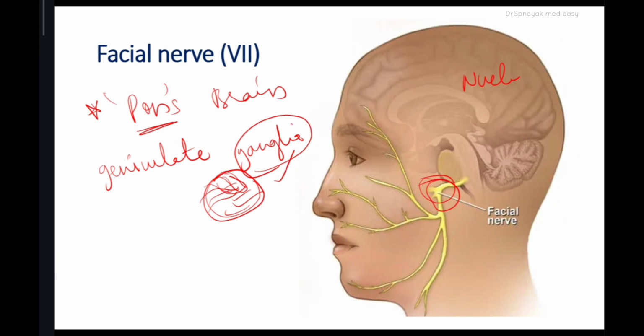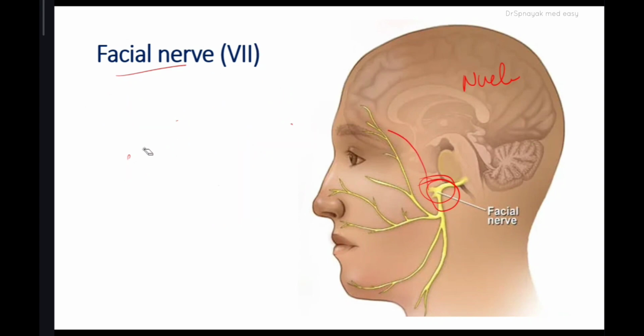Just now we have seen the trigeminal ganglia. From the brain, it is coming out and forming a group, a bulgy tissue, which is called ganglia. So the facial nerve, which is coming from the bones of the brain, comes out and forms the geniculate ganglia. And from the geniculate ganglia, the facial nerve has different branches.